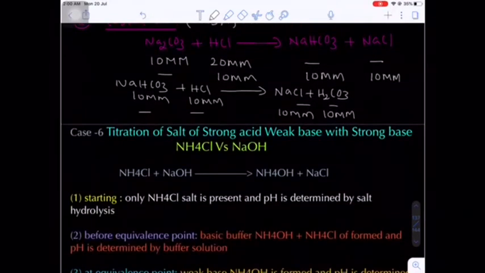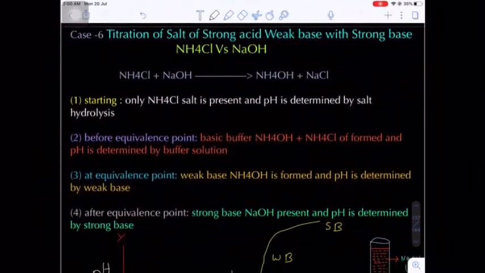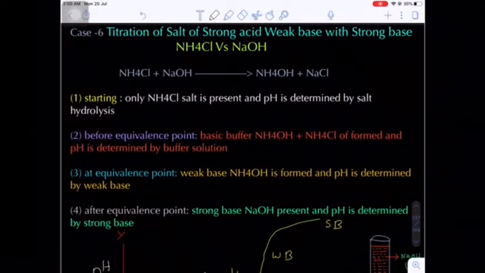From here, finally, the pH of the solution will be 4.04. pH of the solution will be how much? 4.04. Are you getting my point?